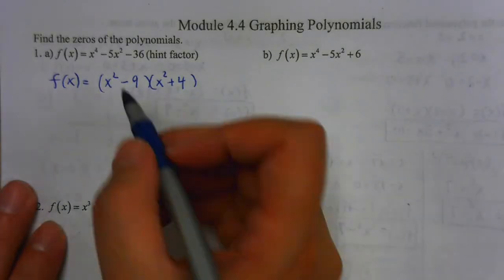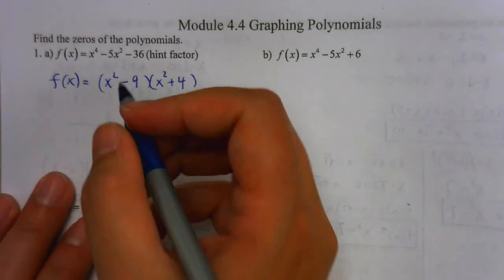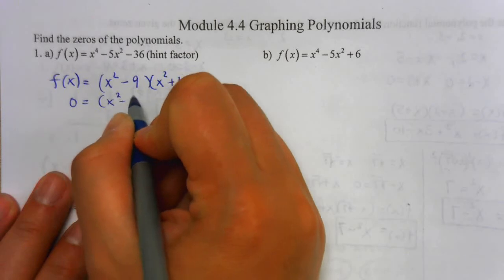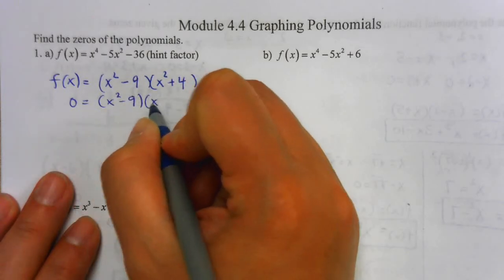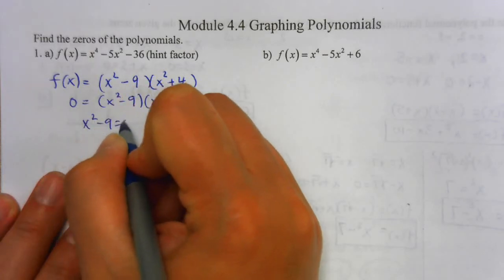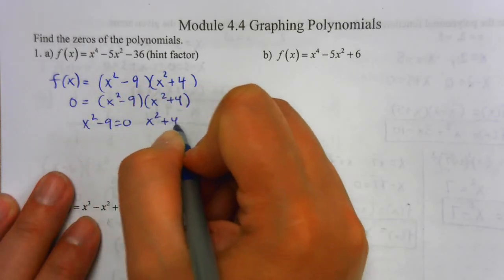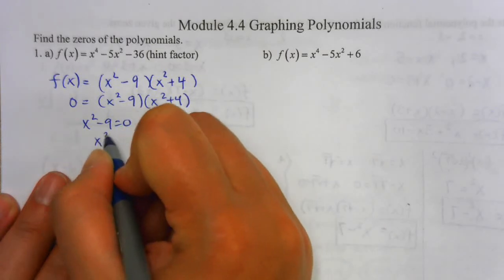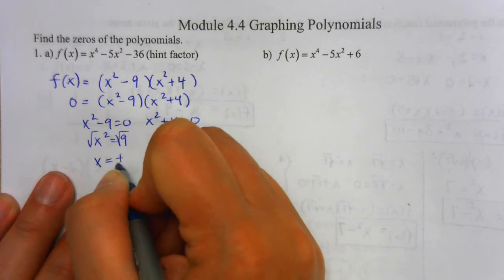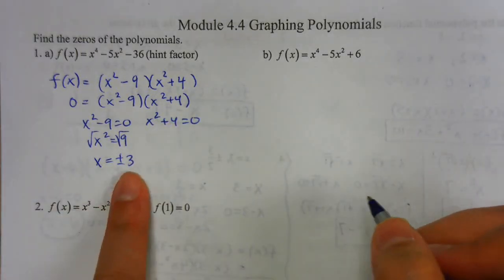We could continue to factor this first one as a difference of squares, or from here, just set each piece equal to 0, because that's what we're looking for. We're looking for the zeros. I'm going to add 9. I'm going to take the square root. It's going to give me x is equal to plus or minus 3. That's 2 of my solutions.